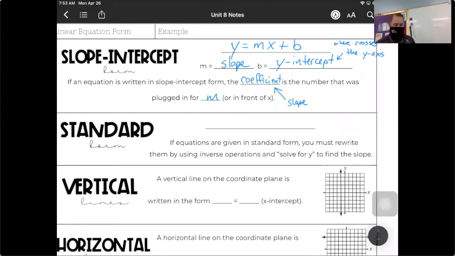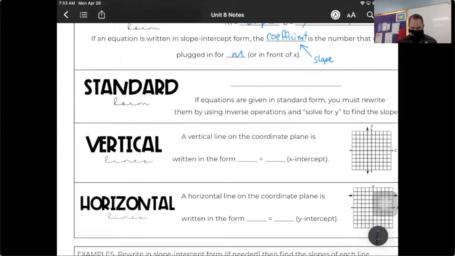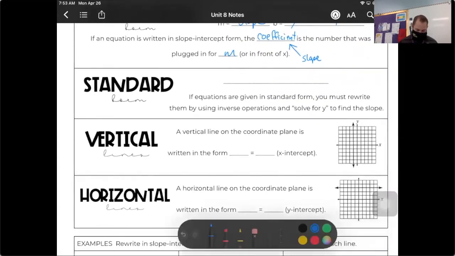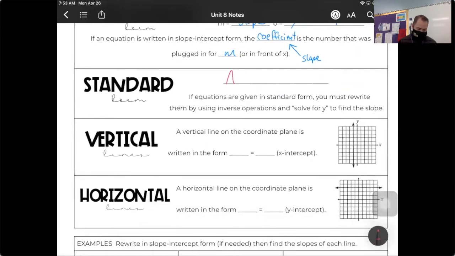But we have another form called standard form that's not always as easy to graph. There is a way to graph it just in standard form, but it takes a lot more work. But standard form can still tell us some things, okay? So standard form looks like this: capital A, x, plus capital B, y, equals capital C. And there are some rules for what A, B, and C are. Standard form won't ever have any fractions. A, B, and C will all be integers, okay?